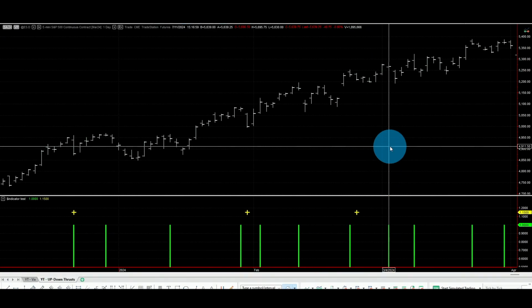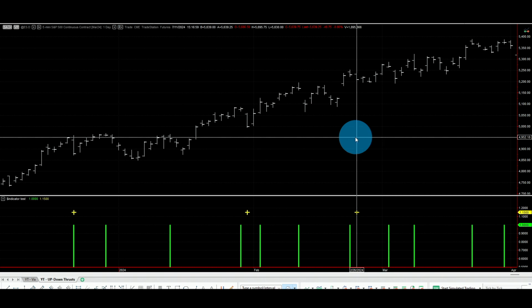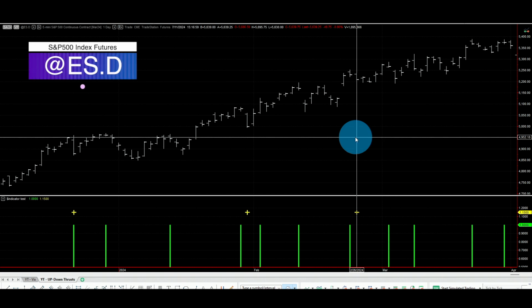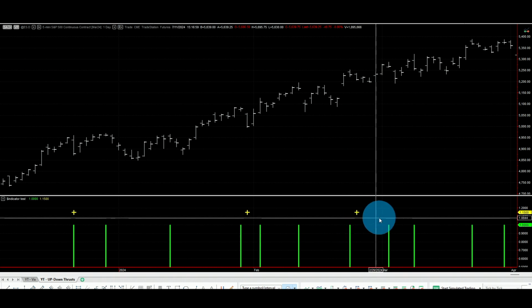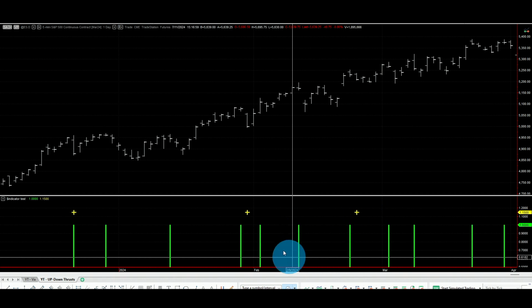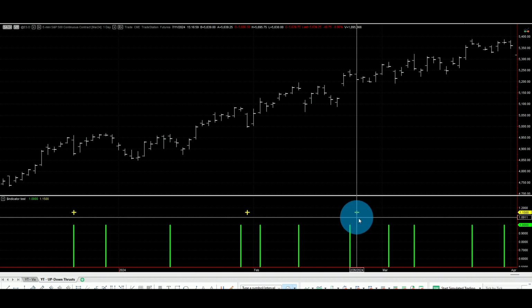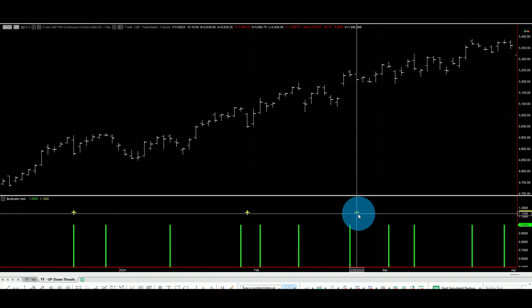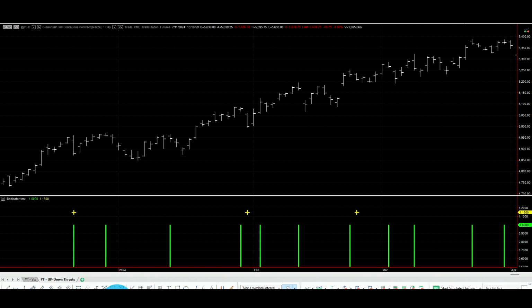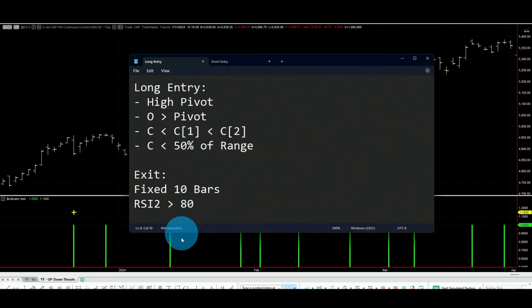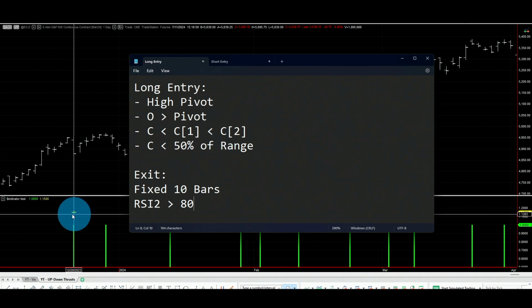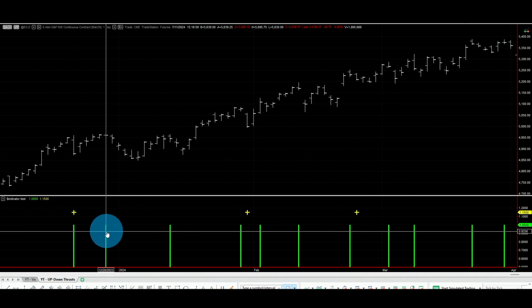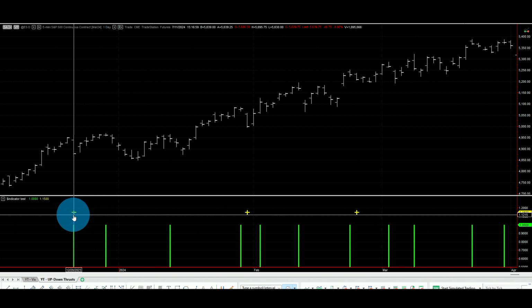And here we can visualize this on a real chart. So this is the S&P 500 futures, the daily session. The indicator at the bottom shows two things. The green bars are pivots, and the plus cross in yellow, these are the rest of the conditions. So remember, we have the high pivot, that's the green bar, and then the open greater than the pivot, and the close lower than the previous two closes, and the close in the bottom of the range, this is the cross sign. And so you see, sometimes we get a pivot, but we don't get the other conditions.